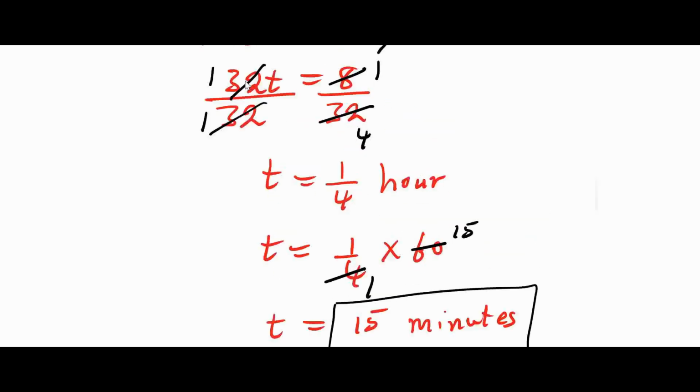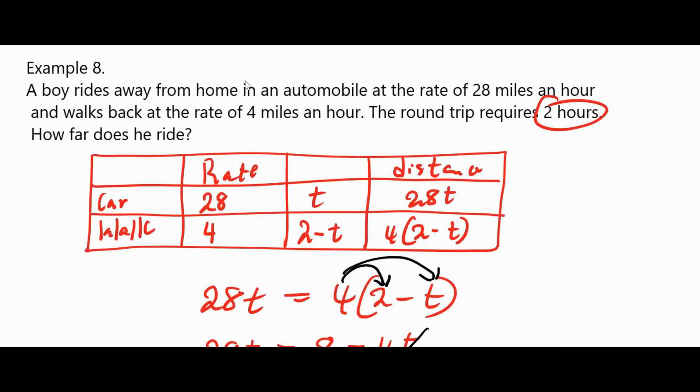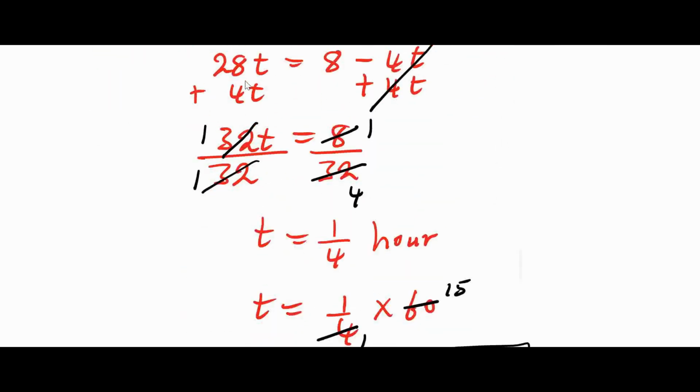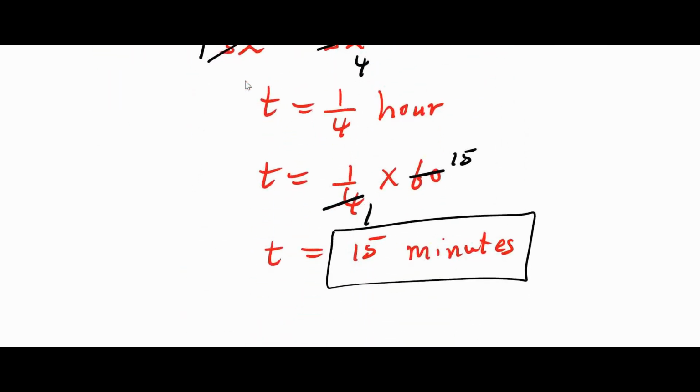Now let's go back to the question. It says, how far does he ride? Okay, so how far does he ride? That talks of the automobile, the time spent using the automobile, and that is 15 minutes. And I hope this makes some sense. Either you use 15 minutes or 1/4 hour. All right, let's go on to the next question.